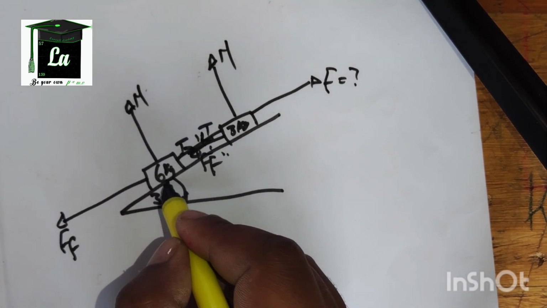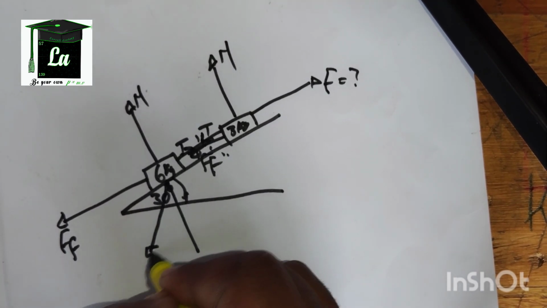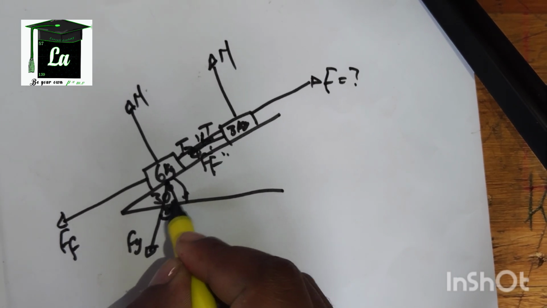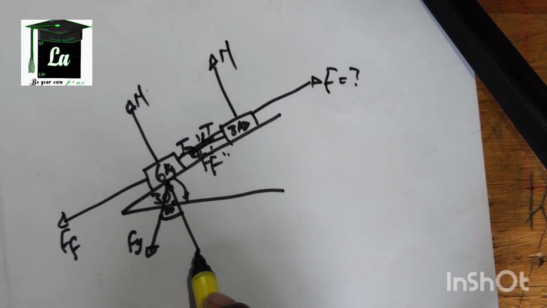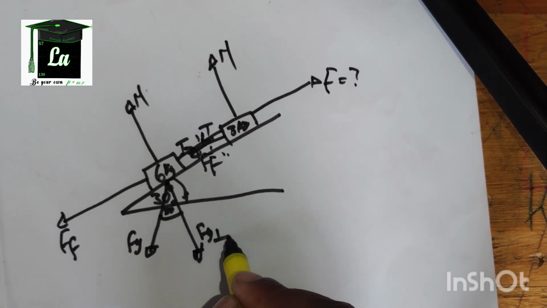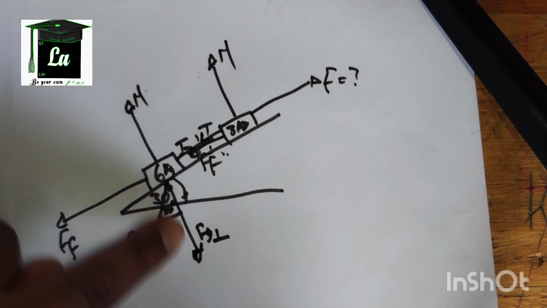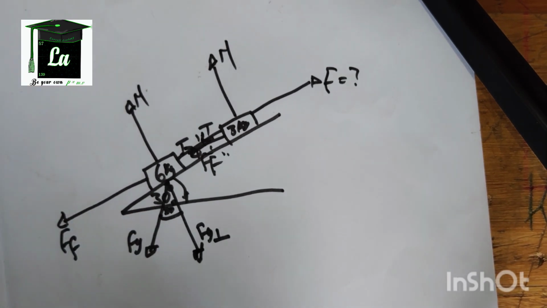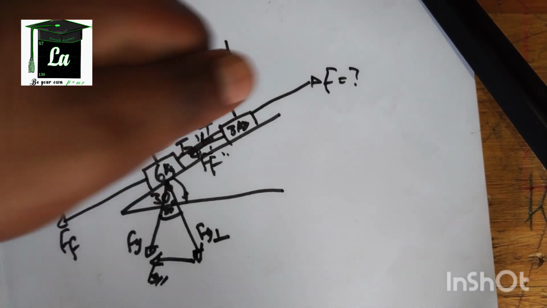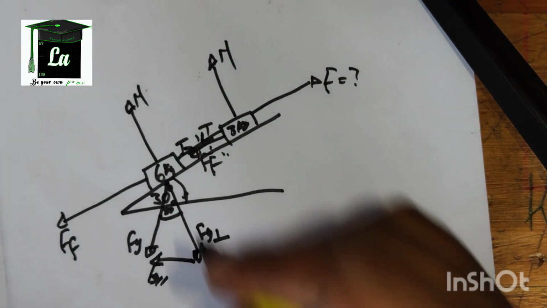Right. Then this will be your gravitational force, Fg, changing direction, forming an angle with the incline of 30 degrees. And now here we have your Fg perpendicular, and Fg perpendicular is always equal in magnitude to your normal force. Right. And then we have your Fg parallel, which always acts down the inclined plane.